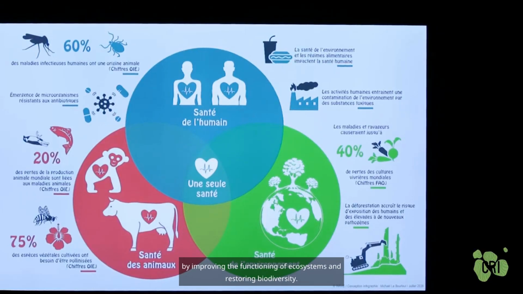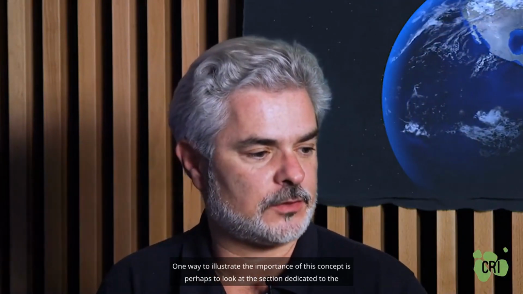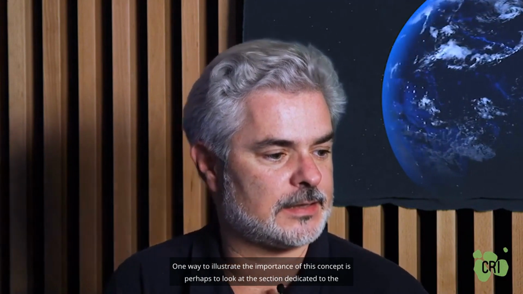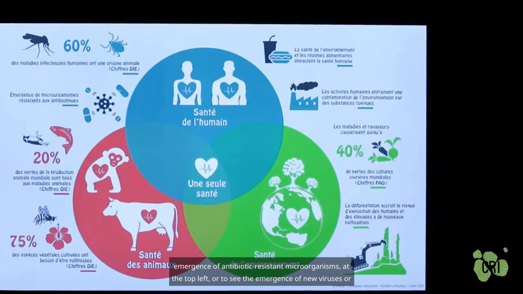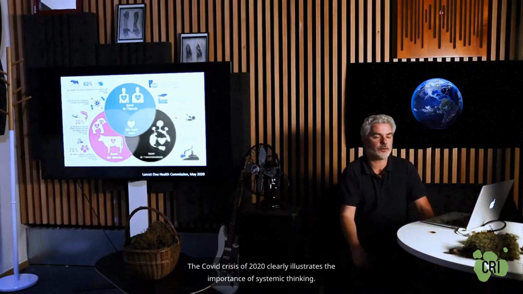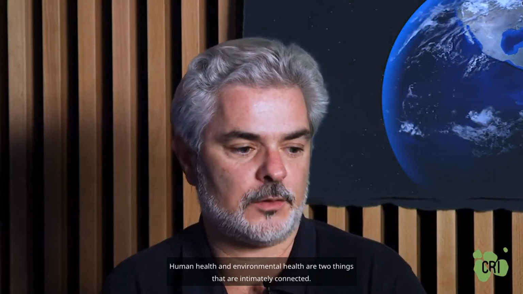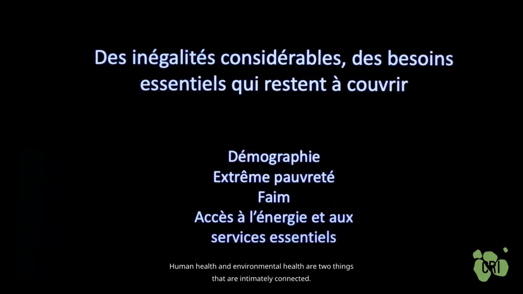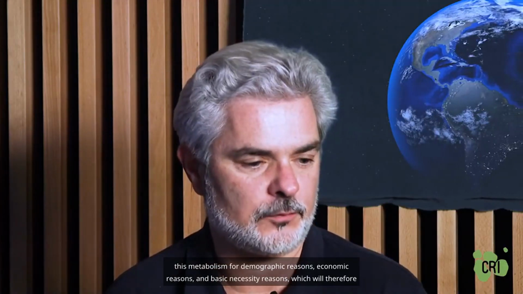One way to illustrate the importance of this concept is perhaps to look at the section dedicated to the emergence of antibiotic-resistant microorganisms at the top left, or to see the emergence of new viruses or new bacteria. The COVID crisis of 2020 clearly illustrates the importance of systemic thinking. Human health and environmental health are 2 things that are intimately connected. In the following slides, I will present some of the trends that indicate we will need to delve further into this metabolism for demographic reasons, economic reasons, and basic necessity reasons, which will therefore add, from a human perspective, a certain number of pressures on resources and ecosystems.